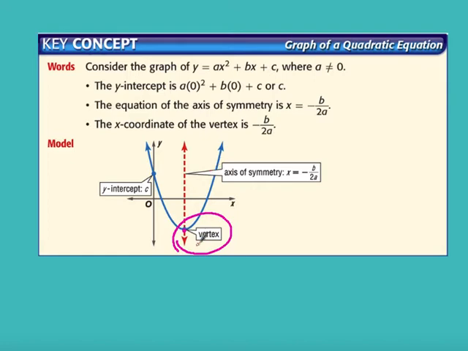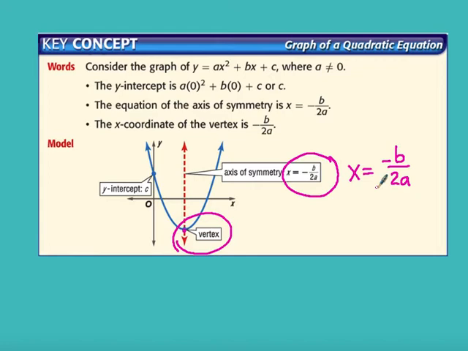All right, so our vertex is actually found by an equation, or where that vertex is located, by using those coefficients. So that axis of symmetry is found by taking x is equal to negative b over 2a.